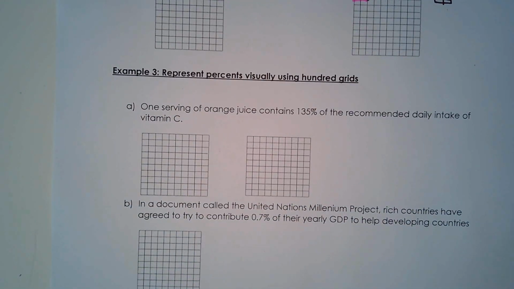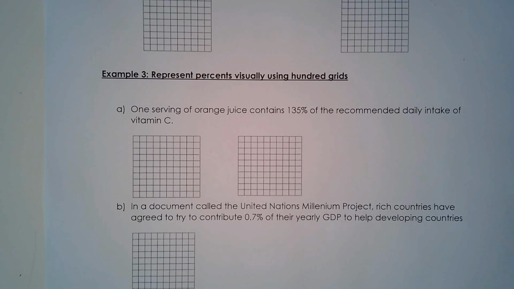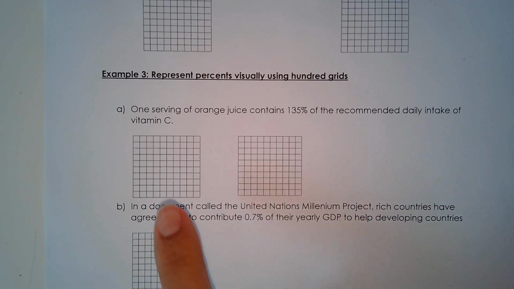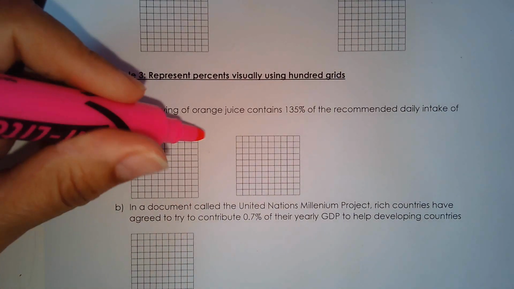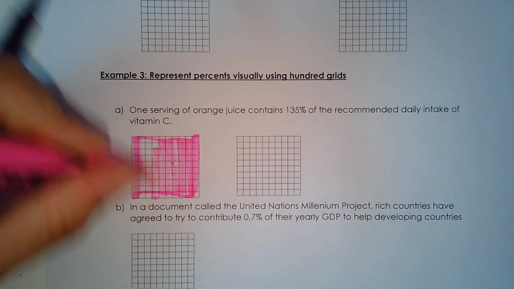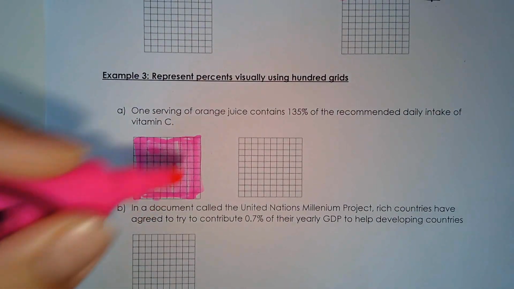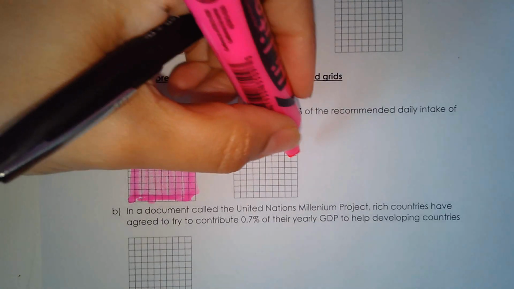Okay, last example, representing percents visually using hundreds grids. So 1 serving of orange juice contains 135% of the recommended daily intake of vitamin C. So since 135 is greater than 100, we need more than 1 grid. So we would shade in 1 whole grid. And on the second grid, we would shade in 35 squares.